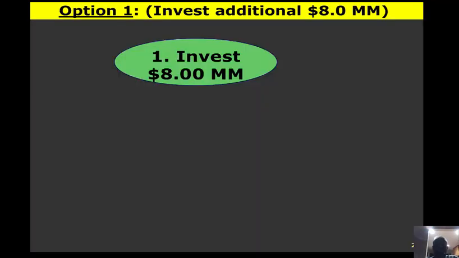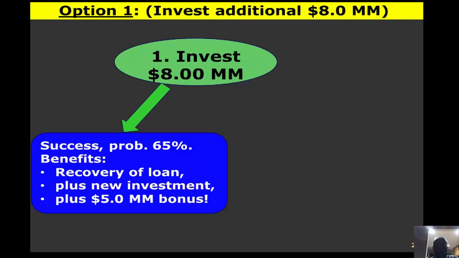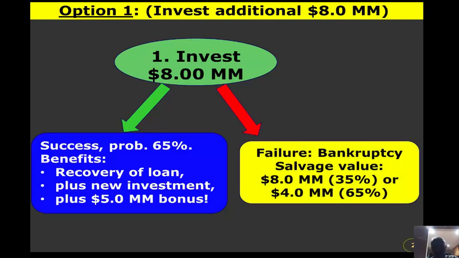Option 1, invest an additional $8 million. The consequences, if successful, which is estimated to be a 65% probability, the benefits would be recovery of the loan plus the new investment plus a $5 million bonus. On the other hand, if they're not successful, they would be forced into bankruptcy with some salvage value, which is estimated at either $8 million or $4 million.